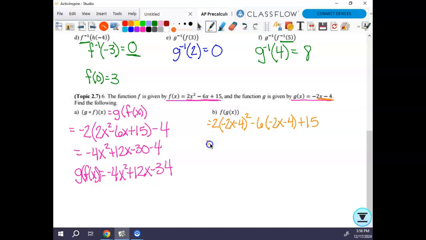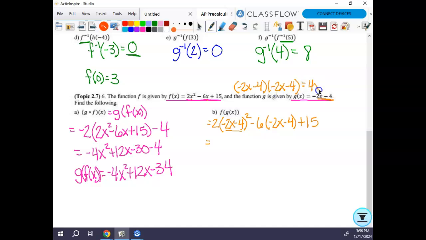So I have to square this and square this legally. I don't get to just square both of these. This is like doing negative 2x minus 4 times negative 2x minus 4. Then you're going to FOIL it or do whatever it is you're going to do, whatever you want to call it. But I multiply the first two together.